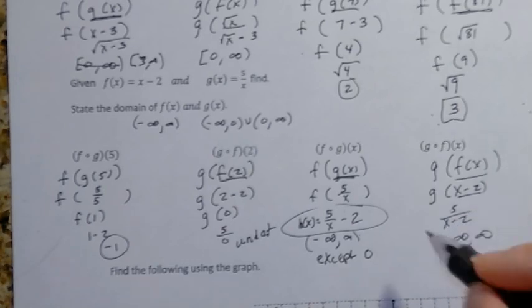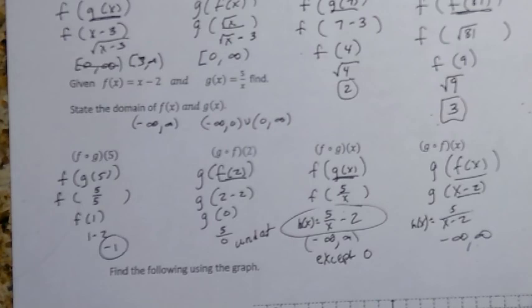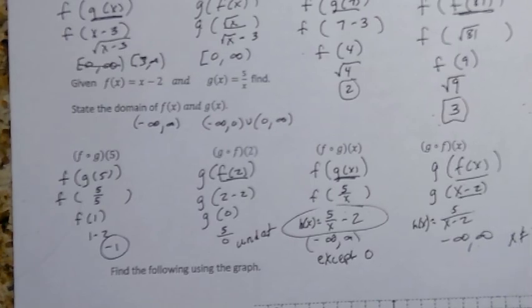Well, when I did that, this created the new function, but this new function has a problem. The problem is I can't have a 2 in the denominator. So my domain is not negative infinity to infinity anymore. It's negative infinity to infinity, but x can't be 2. We have a restriction.